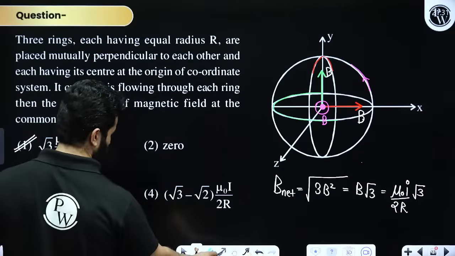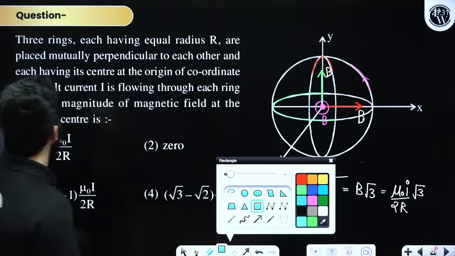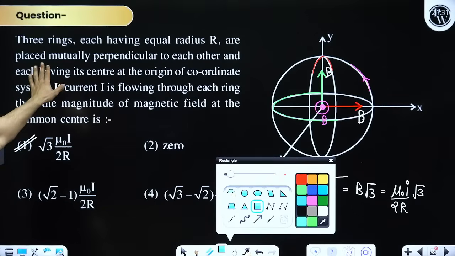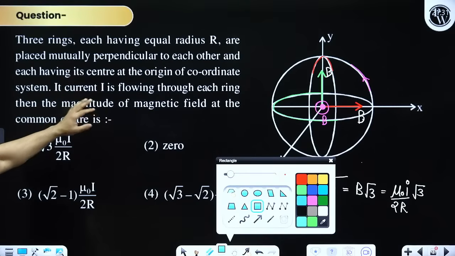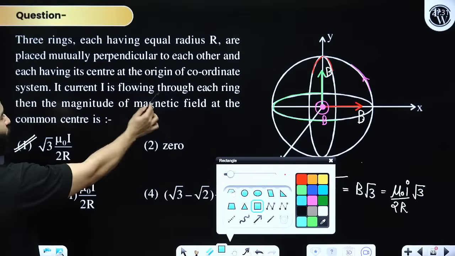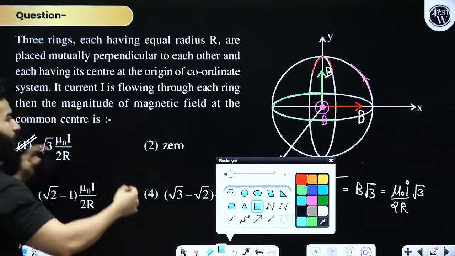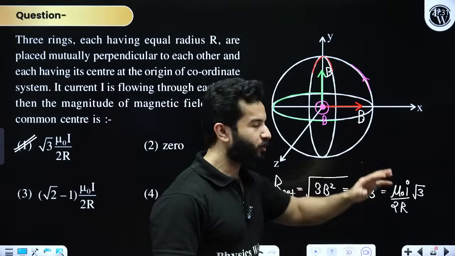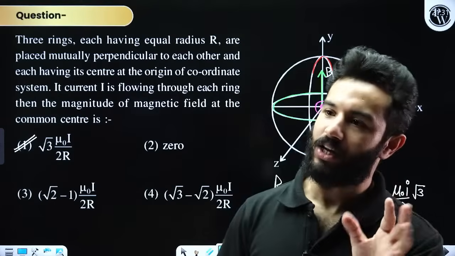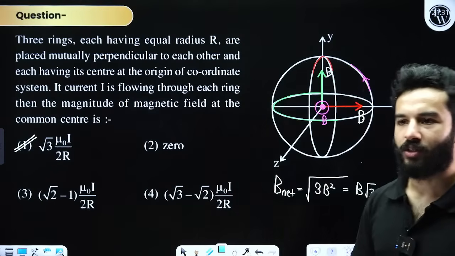So what you need to understand over here is that there are three rings having equal radius, mutually perpendicular, with current I flowing through each ring. Then the magnitude... we'll have to assume that it is moving in any particular direction, and then we can find out the answer.